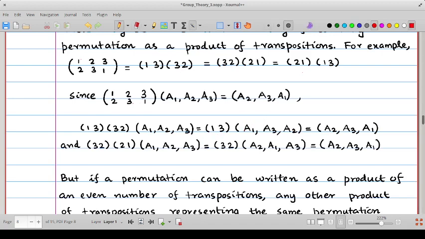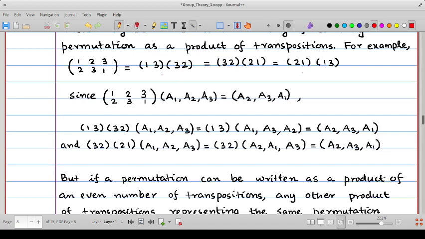Now the transposition (1 3) interchanges objects in positions 1 and 3. So a3 will come first and a1 second, in positions 1 and 3. So that is this one and this one. So a2 will come here and a1 will go there. So the result would be a2, a3, a1, which is the same as this. In a similar way, we can also show that (3 2)(2 1) acting on a1, a2, a3 will also result in the same sequence.